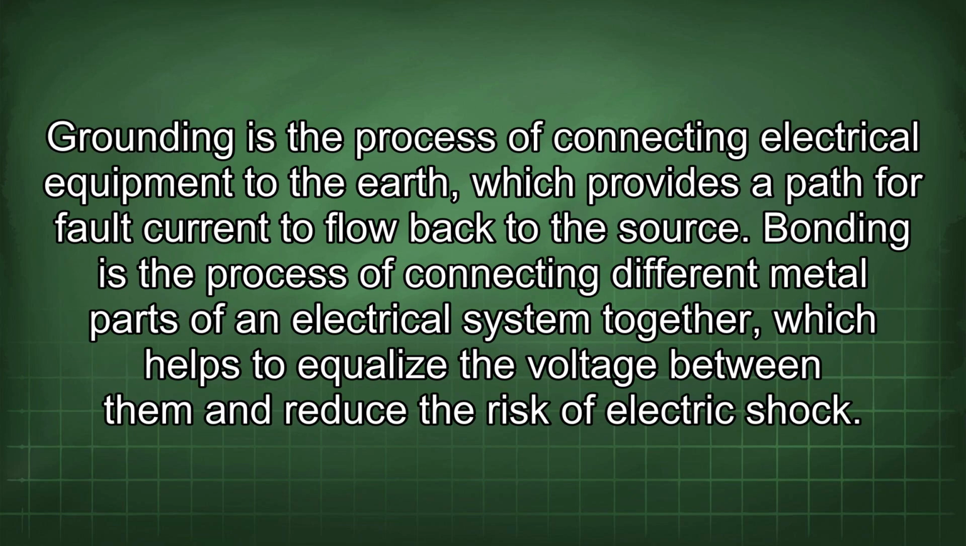The NEC also contains specific requirements for grounding and bonding electrical systems. Grounding is the process of connecting electrical equipment to the earth, which provides a path for fault current to flow back to the source. Bonding is the process of connecting different metal parts of an electrical system together, which helps to equalize the voltage between them and reduce the risk of electric shock.